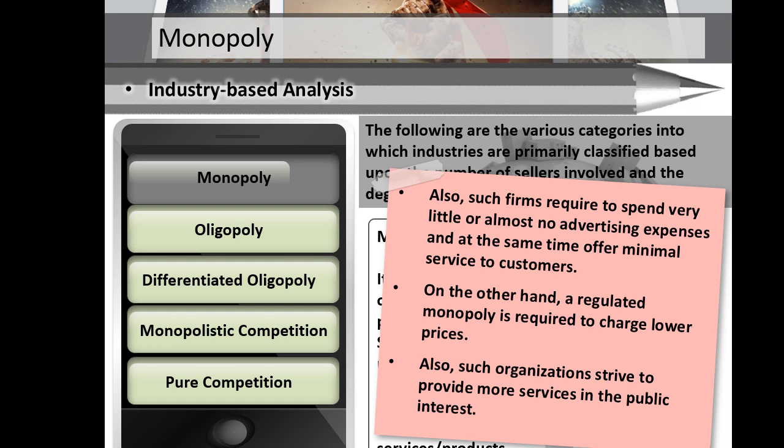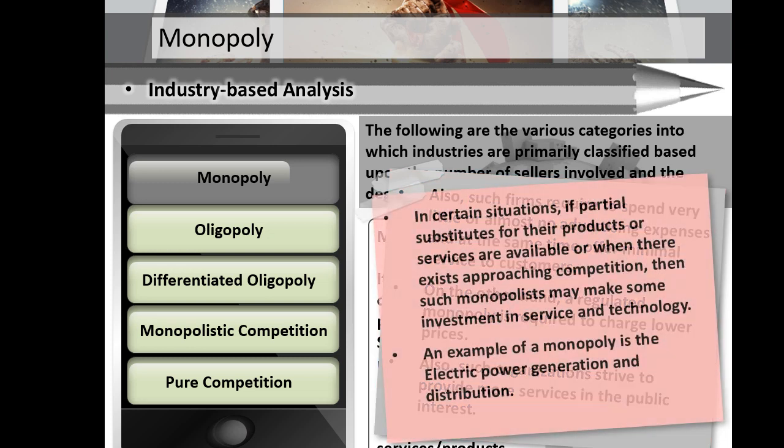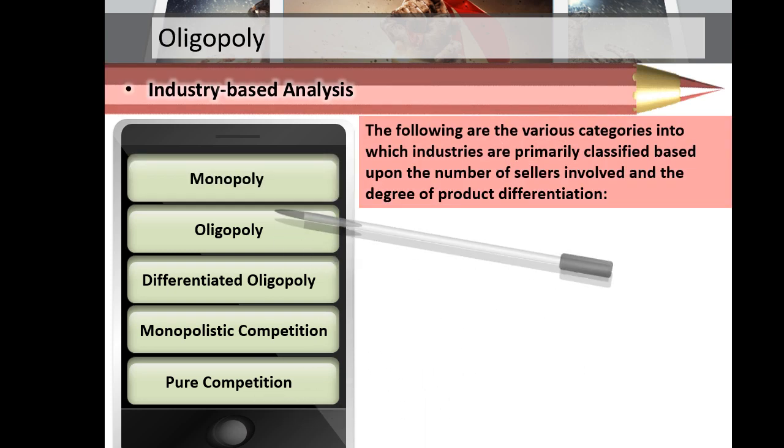Also, such firms spend very little or almost no money on advertising, and at the same time offer minimal service to customers. On the other hand, a regulated monopoly is where firms are made to charge a lower price. Also, such organizations strive to provide more services in the public's interests. Okay, let's proceed, please.